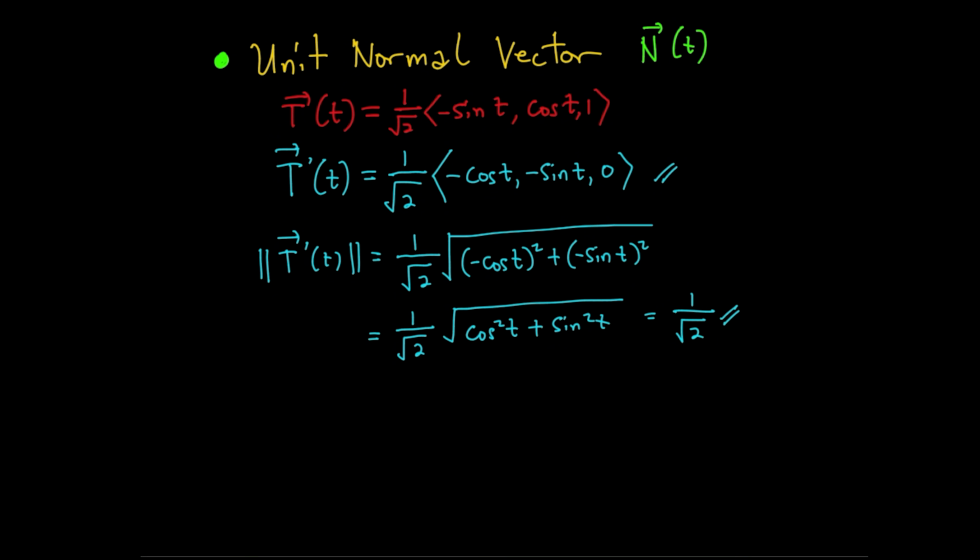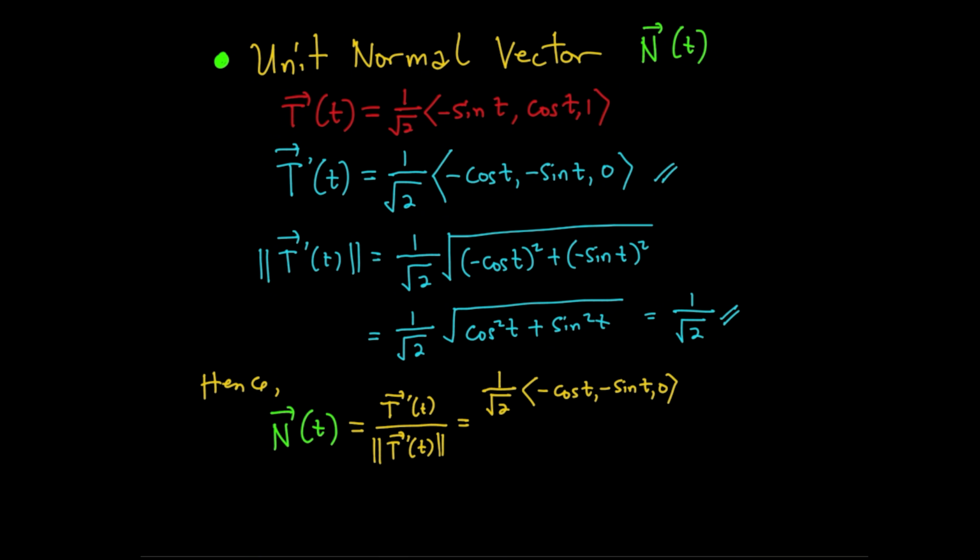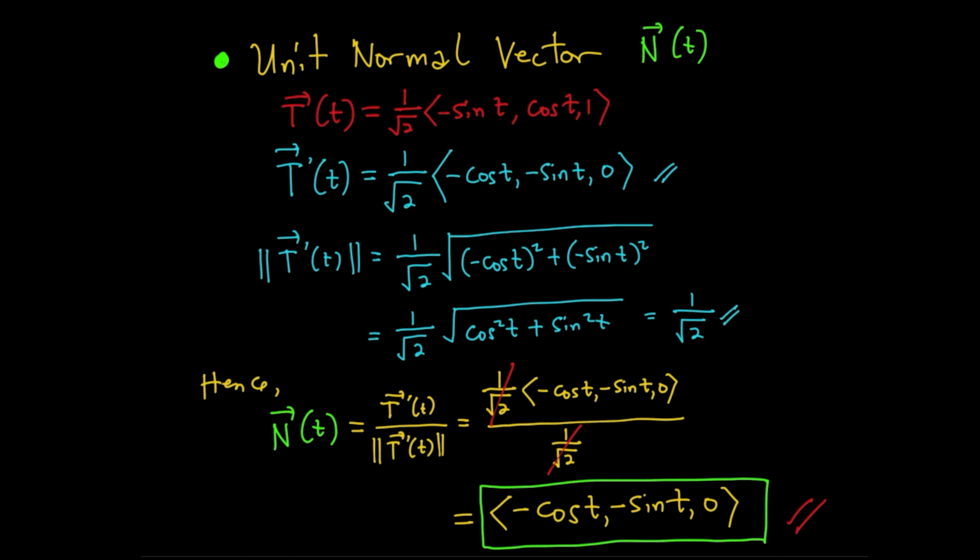Now, the unit normal vector is equal to T prime all over the magnitude of T prime. So for the numerator, we have T prime, and for the denominator, we substitute 1 over square root of 2. Notice that these two terms cancel, and this simplifies to this vector. So this is your unit normal vector.